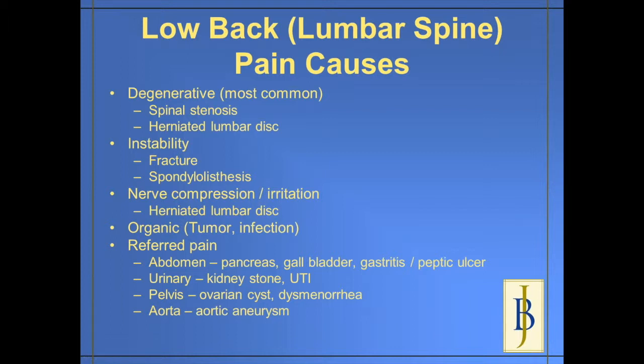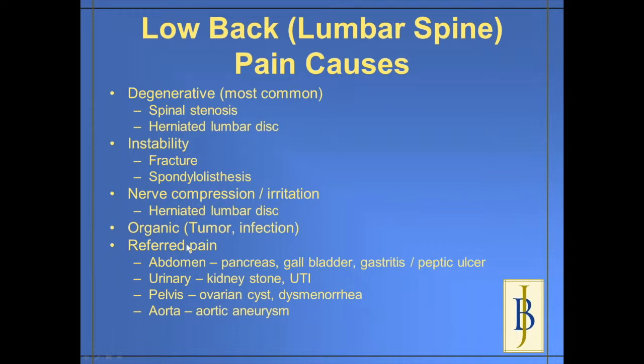Once again, this is not an exhaustive list, but this is just some of the things that we look for. Degenerative changes, a different term for arthritis in the spine, is sort of the most common. They result in spinal stenosis, herniated lumbar discs. Instability is often due to fractures or something called spondylolisthesis, which we'll go over in a little bit. A lot of times the nerves can be compressed or irritated, especially from the disc herniation.